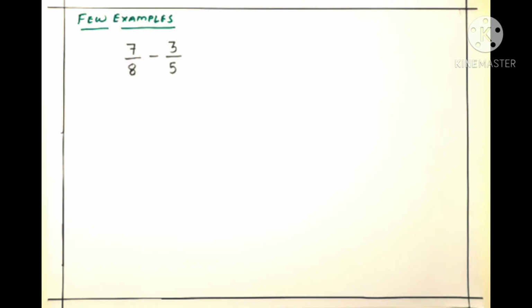Let's subtract 3/5 from 7/8. So we have the question 7/8 minus 3/5. As you can see, the denominators are different. So these are two unlike fractions. Now we have to make the denominators equal. To do so, we have to find the common denominator. That is, we have to find the LCM here.